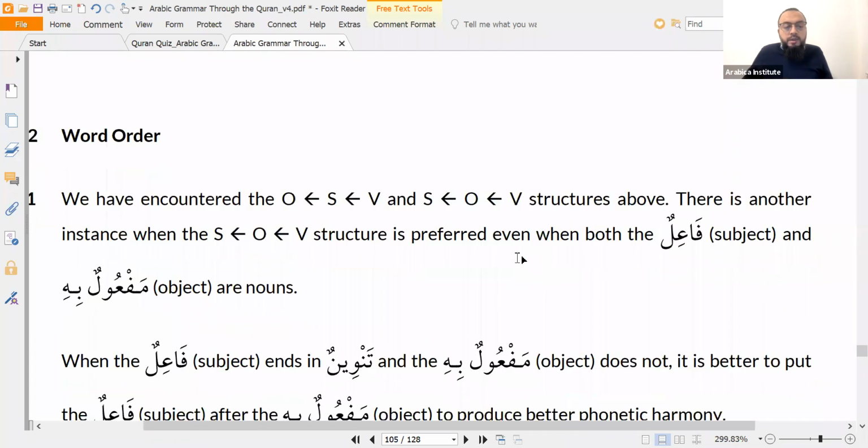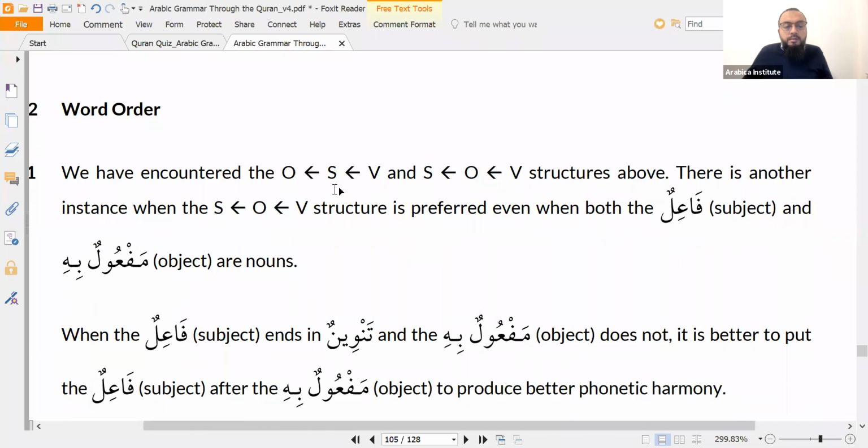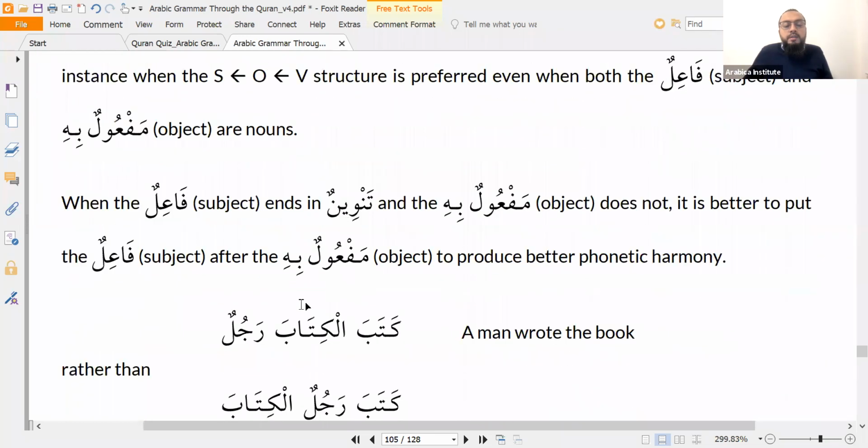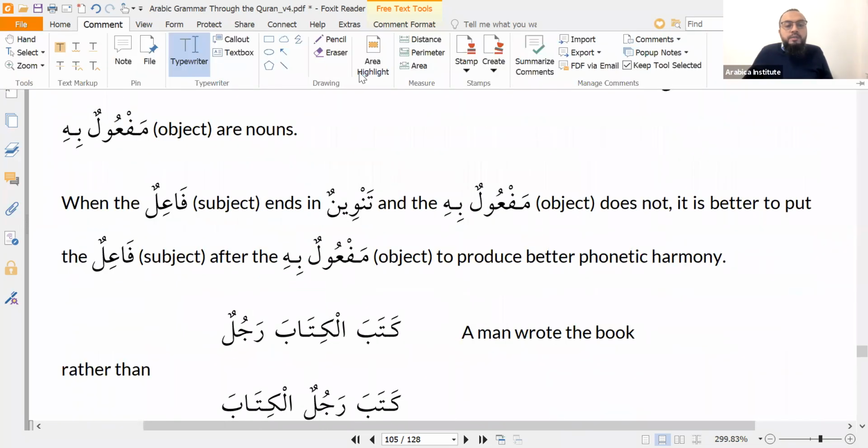Right, let's have a look at word order. So we've encountered the verb subject object. That's a typical example. We've done the verb object subject, which happens when the object is a pronoun attached to the verb and then the subject comes after. There's another situation where you can have a verb object subject structure, even though the object isn't a pronoun. And this happens when the fa'il, the doer, is indefinite.